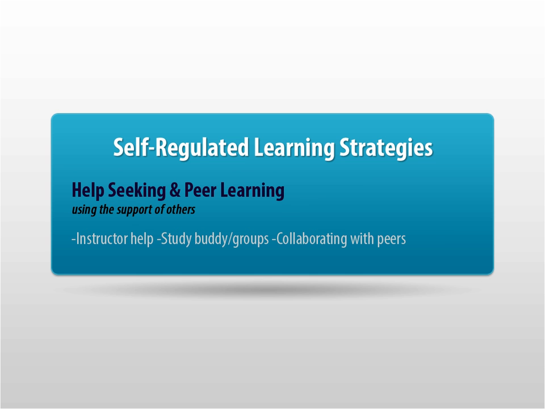Help seeking in peer learning involves using the support of others. Help seeking in peer learning strategy examples include requesting instructor help, studying in groups, and collaboration with peers.